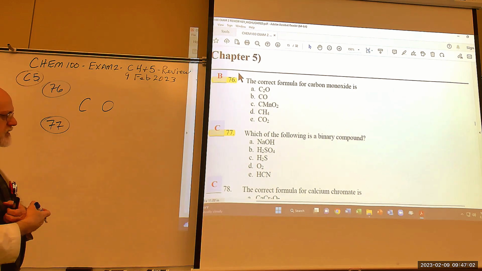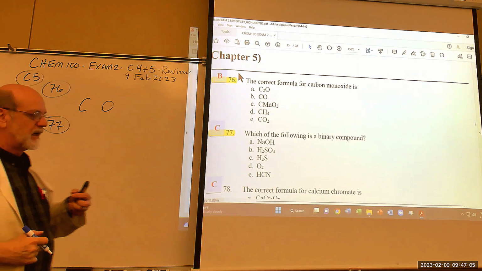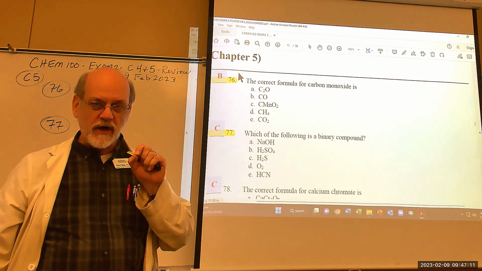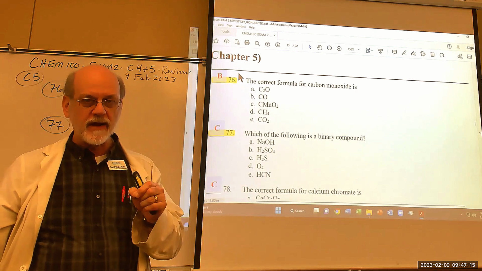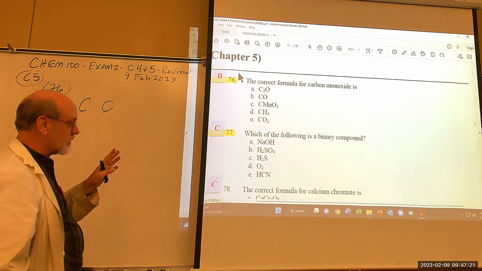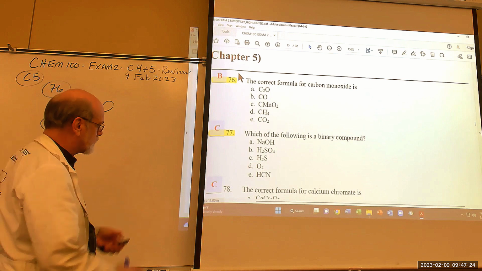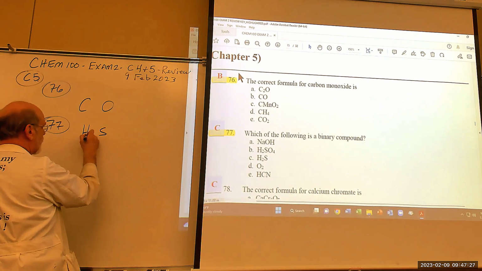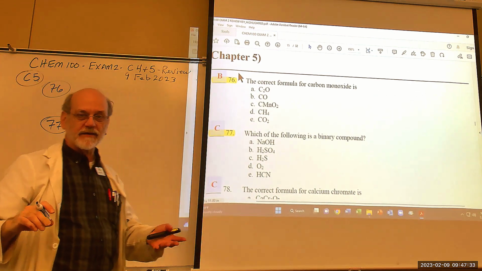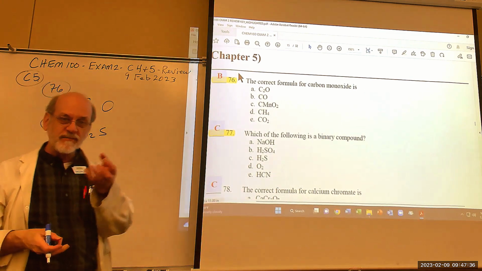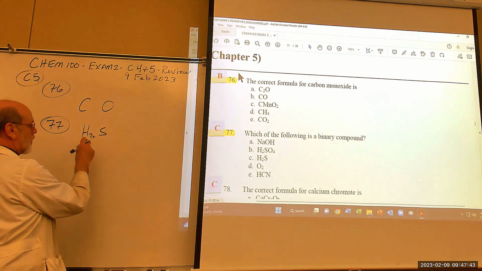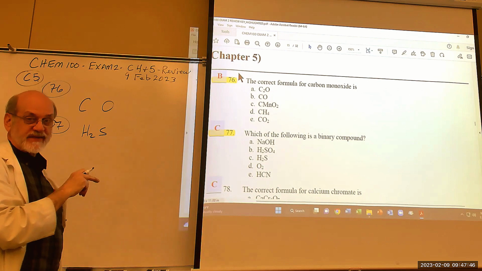77. Which of the following is a binary compound? Okay. This question is working off of the textbook author's definition of a binary compound. That means that you can only have 2 elements. So which one only has 2 elements? This one right here, H2S. That's considered a binary compound. Now we stretch that definition to include polyatomic ions because the polyatomic ion behaves as a single unit. So I consider those binary also. But your author's definition says that one. That's the best answer.